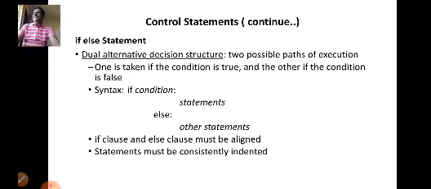If else statement is a two-way branching statement and a dual alternative decision structure. There are two possible paths of execution: one is taken if the condition is true and the other if the condition is false. Here the syntax is: if condition, then statements, else other statements. The if clause and else clause must be aligned. Statements must be consistently indented.